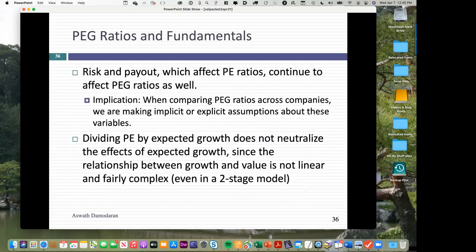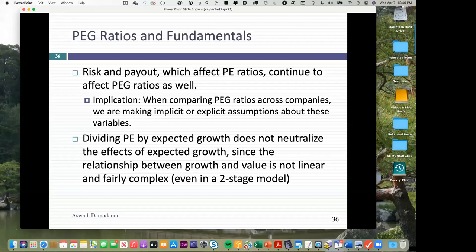Here's the first one. If I hold all else constant and I increase the risk, the PEG ratio for a company should come down. In other words, for the same growth rate with more risk, I will pay a lower PEG ratio, which intuitively makes sense, right? You pay a lower PEG ratio because you have higher risk. If I hold everything else constant and increase my payout ratio, my PEG ratio will go up. Why? Because I'm getting more efficient growth. I'm paying out more and growing.